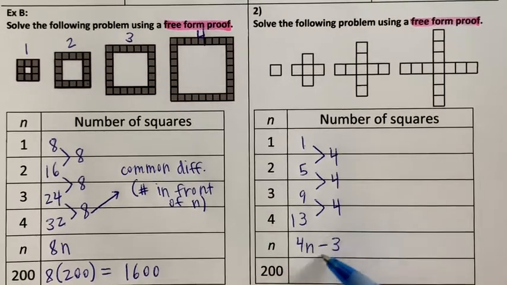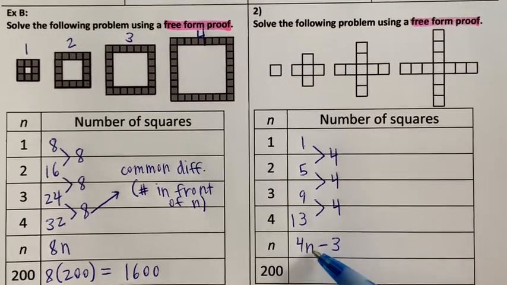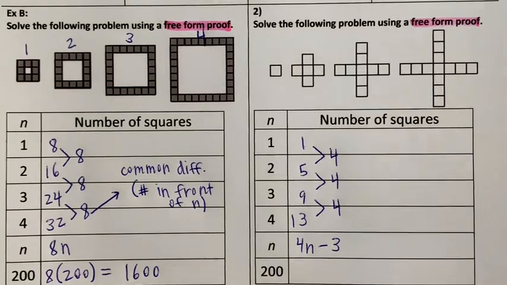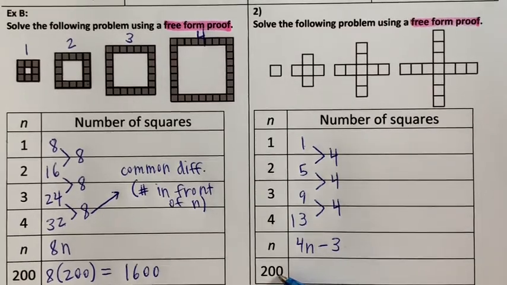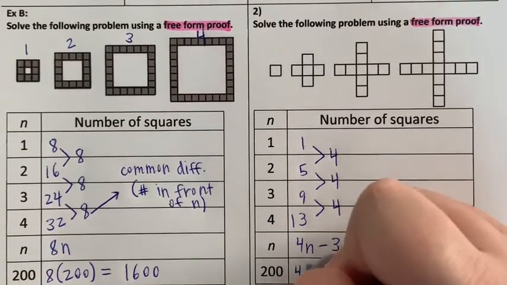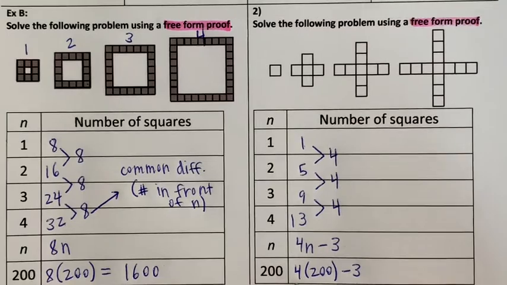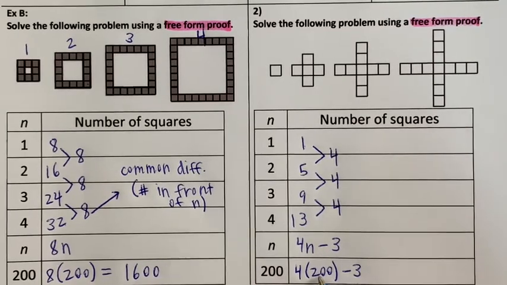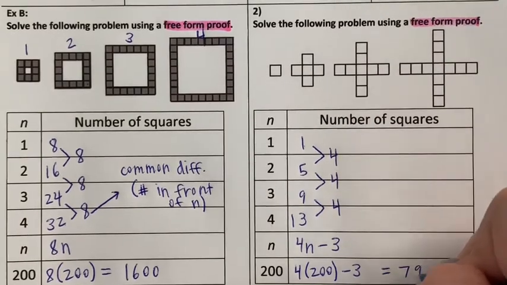So I had to try to find what number here, and it could be plus a number or minus a number, that I can attach to my common difference times n to get my pattern to work. So this was a tricky one, but we'll practice this plenty in class. I have to find still what will be my 200th term. And so I can do 4 times 200 minus 3. 4 times 200 gives me 800, minus 3 gives me 797.